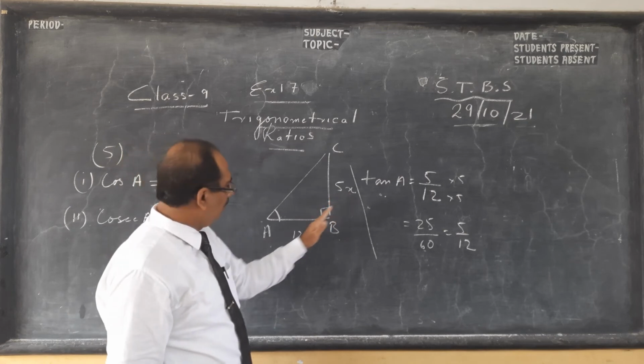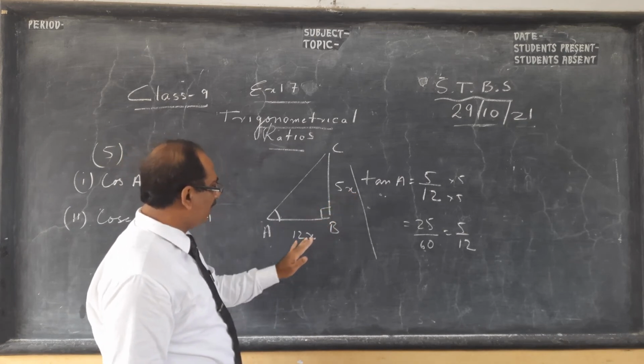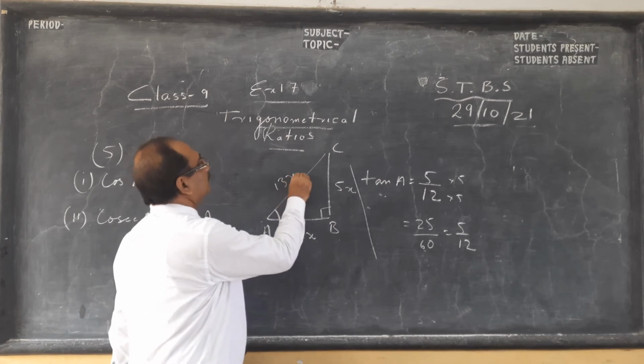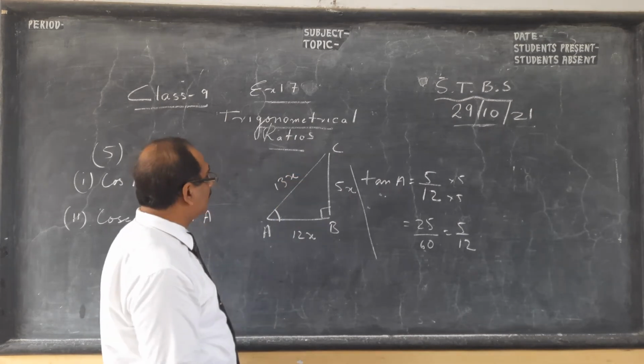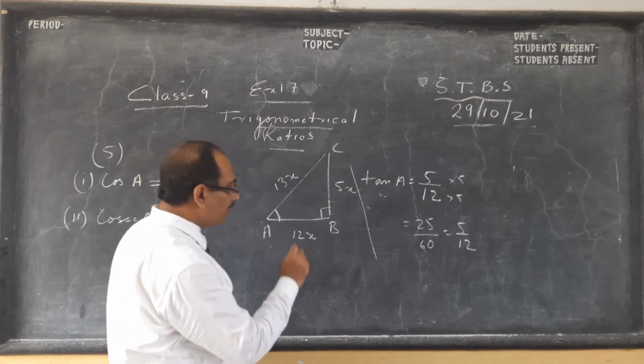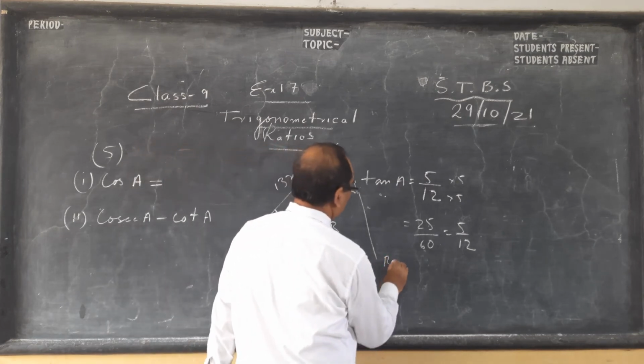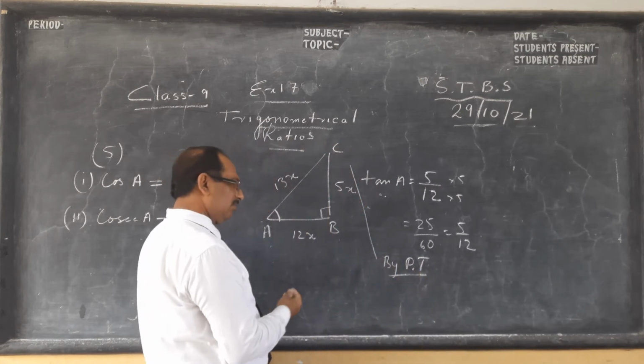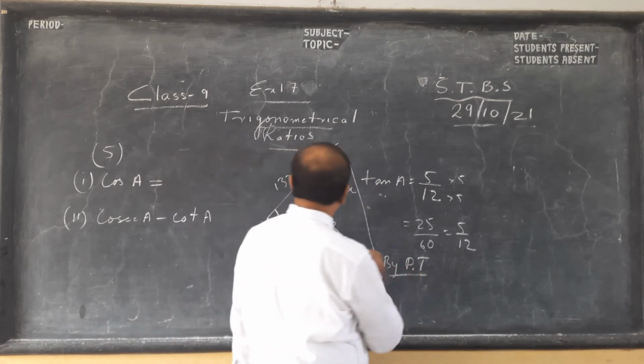So as I told you, if you use the Pythagoras triplet, this is 5, this is 12, so this will be 13x. It was telling you just that you need the Pythagoras theorem. But when you use the Pythagoras theorem, it's very important, 1 mark you will get. You may not write x there. If you want to write, you can write.